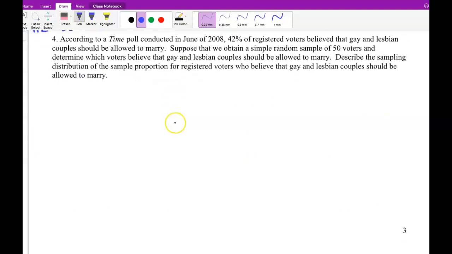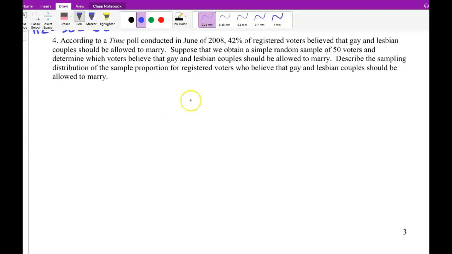Example number 4. In June of 2008, 42% of registered voters believe that gay and lesbian couples should be allowed to marry. Suppose we take a simple random sample of 50 voters and determine which voters believe that gay and lesbian couples should be allowed to marry. Describe this sampling distribution. So we need to describe the sampling distribution of p hat for registered voters.